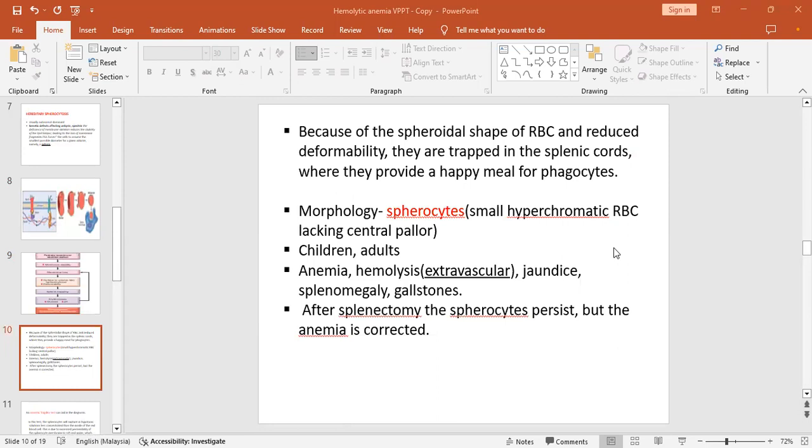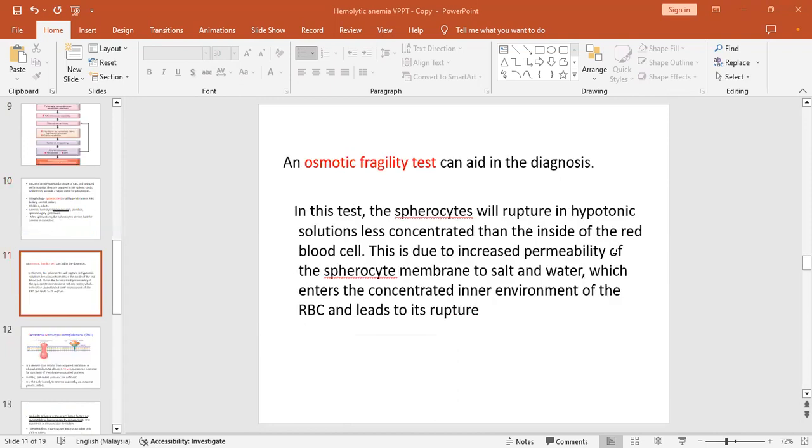After splenectomy, the spherocytes will persist, but anemia will be corrected. The management of a case of hereditary spherocytosis is splenectomy. An osmotic fragility test can aid in the diagnosis of hereditary spherocytosis.